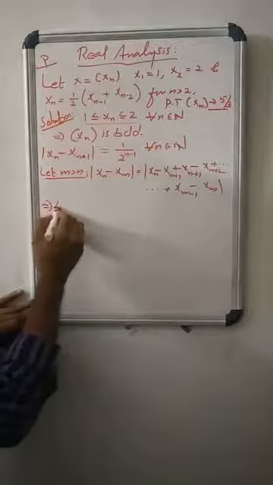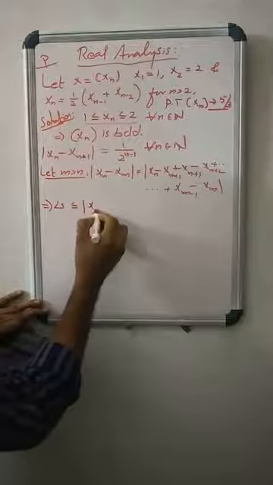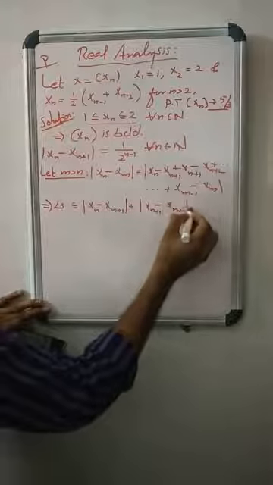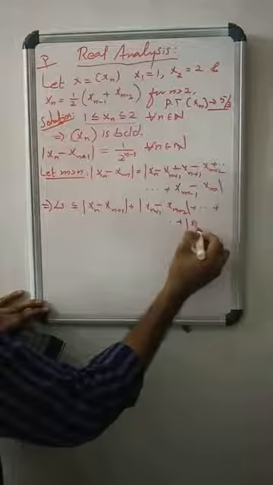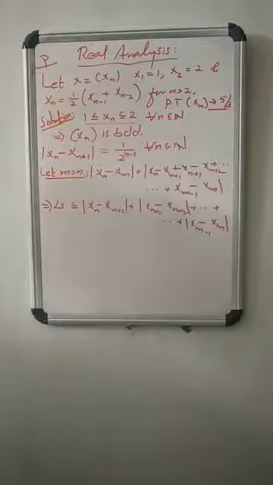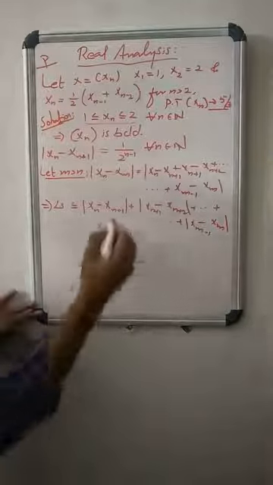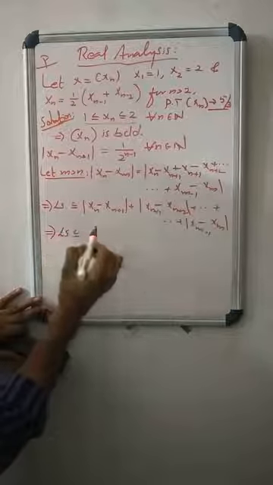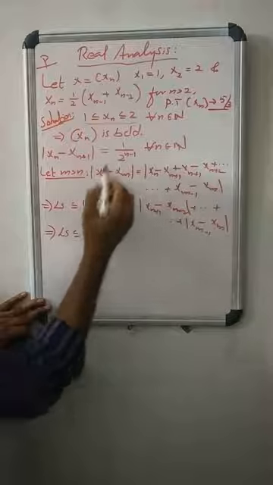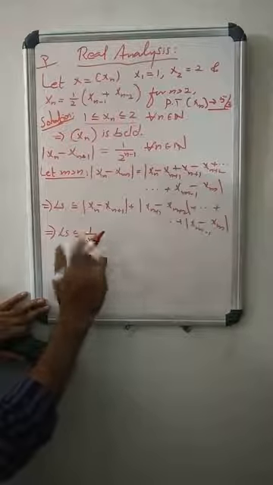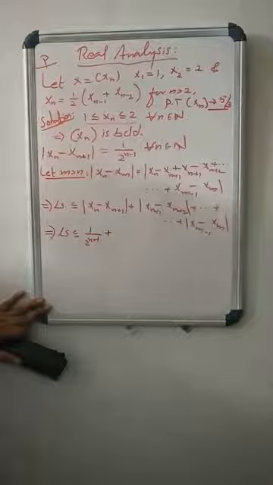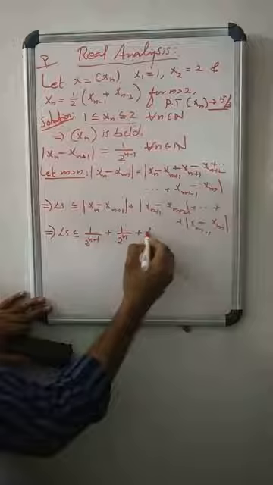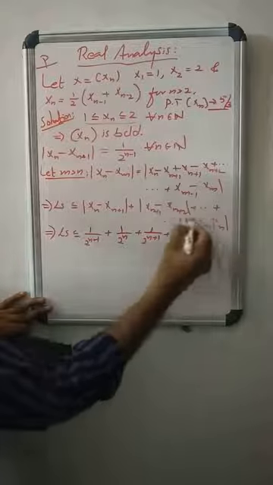So that means this left side is less than or equal to, by triangle inequality, modulus of x_n minus x_{n+1} plus modulus of x_{n+1} minus x_{n+2} plus etc., plus modulus of x_{m-1} minus x_m. Agreed? So according to this argument we have modulus of x_n minus x_{n+1} is 1 by 2 power n minus 1. So this means left side is less than or equal to, what about this one? 1 by 2 power n minus 1, plus the next term, modulus of x_{n+1} minus x_{n+2}, which is 1 by 2 power n. The next is 1 by 2 power n plus 1, plus etc.